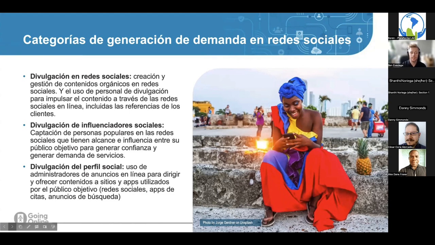The second is social influencer outreach. This is engagement of popular people on social media who have reach and influence among your target audience, and they can help you build trust with those audiences and generate demand for services. The third category is social profile outreach. This involves the use of online ad managers to target and deliver content on websites or applications that are used by your target audience. This can include social media, dating apps, and search ads.